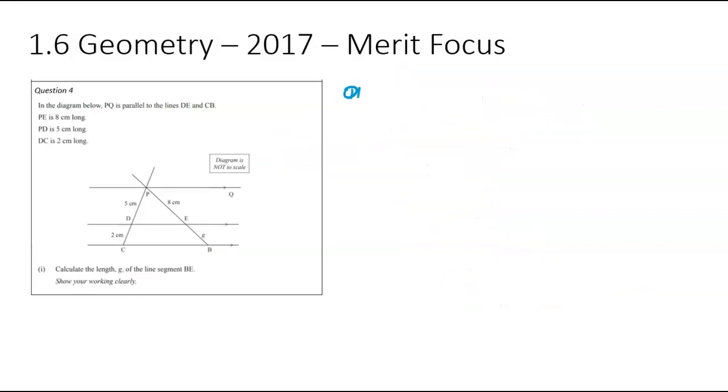Now on to question number 4, and this one here is a bit trickier. Let's run through all the information. We've got PQ is parallel to DE, so that's trying to say all these lines here are parallel to each other. We've also been given a certain amount of dimension, so PE is 8 centimeters, PD is 5, and then DC is 2. We've been asked to calculate the length of line G. So when I first looked at this question, I really struggled because I didn't have any information on angles, which really weirded me out, and I couldn't figure it out.